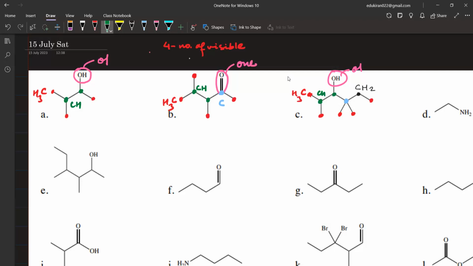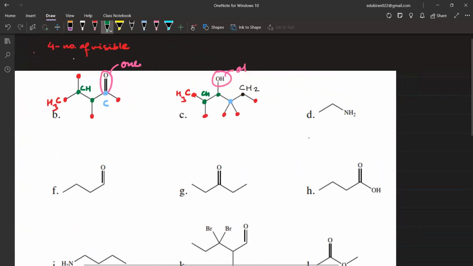Now, if you have any doubts, then you are going to ask me. Otherwise, I will move on further. Now, the next structure is the one having NH2. NH2 is a functional group whose name is amine. We write amine for it. And here we have 2 carbon atoms. One is CH3 and the other one is CH2. This is CH2 and this is CH3.